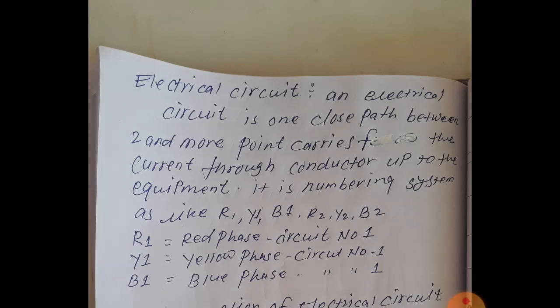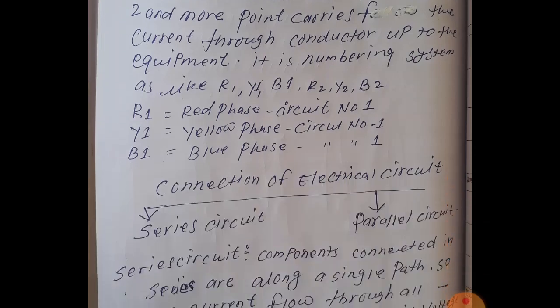R1 means red phase 1, Y1 means yellow phase 1, B1 means blue phase 1, and again R comes, this means R2, we can make the serial, and again R3, again R4, like that, and B also keeps coming in the same way. So after this, you can easily identify which circuit is damaged and which circuit needs maintenance.